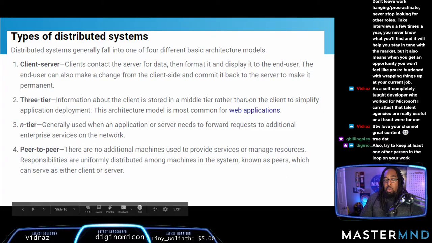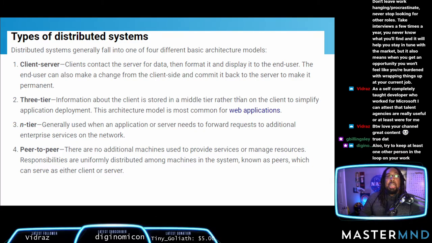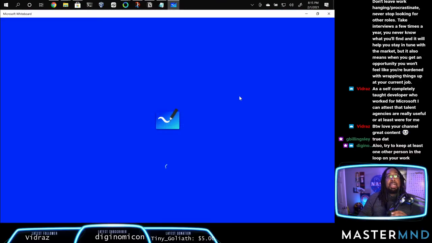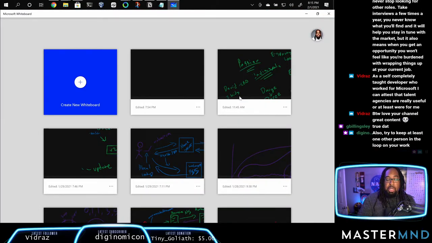We have three-tier, where there might be a middle piece that handles the connection between the server side of things and the client. When a client makes a request, it hits this middle tier and more things happen on the back end. N-tier just means there might be more tiers in between where things bounce around. We'll draw some pictures real quick. And peer-to-peer means there's nothing in between. Resources just talk directly back and forth to each other. These are not super important right now, but will be later on as we dive into more things.